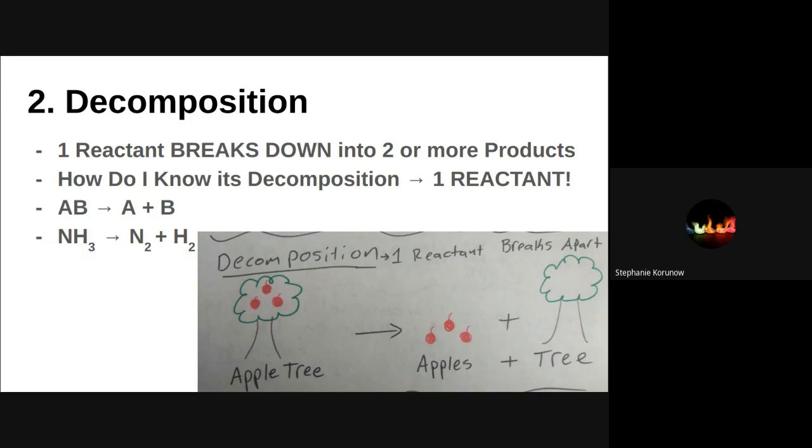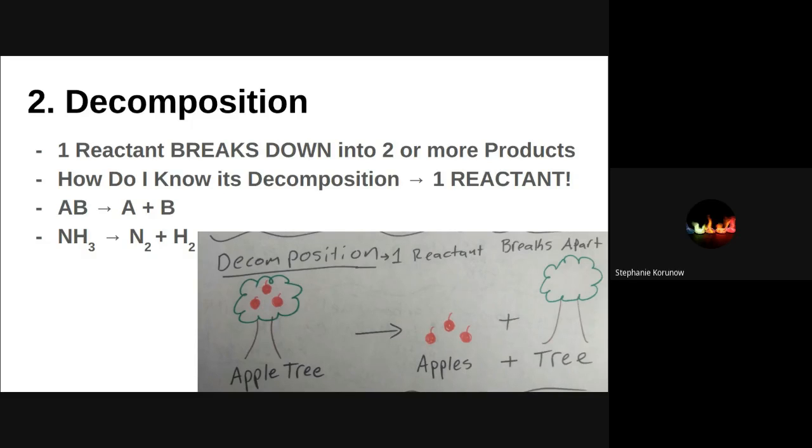Decomposition is kind of the opposite. So in decomposition, we have one reactant that breaks down into 2 or more products. So it's one thing breaking down. And if we think about the word decomposition, it means like decompose, like when something that's dead breaks down into smaller pieces. So decomposition means to break apart. The best way for us to know if something is a decomposition reaction is it's going to have one reactant. It's going to start as one thing and break down into smaller pieces.